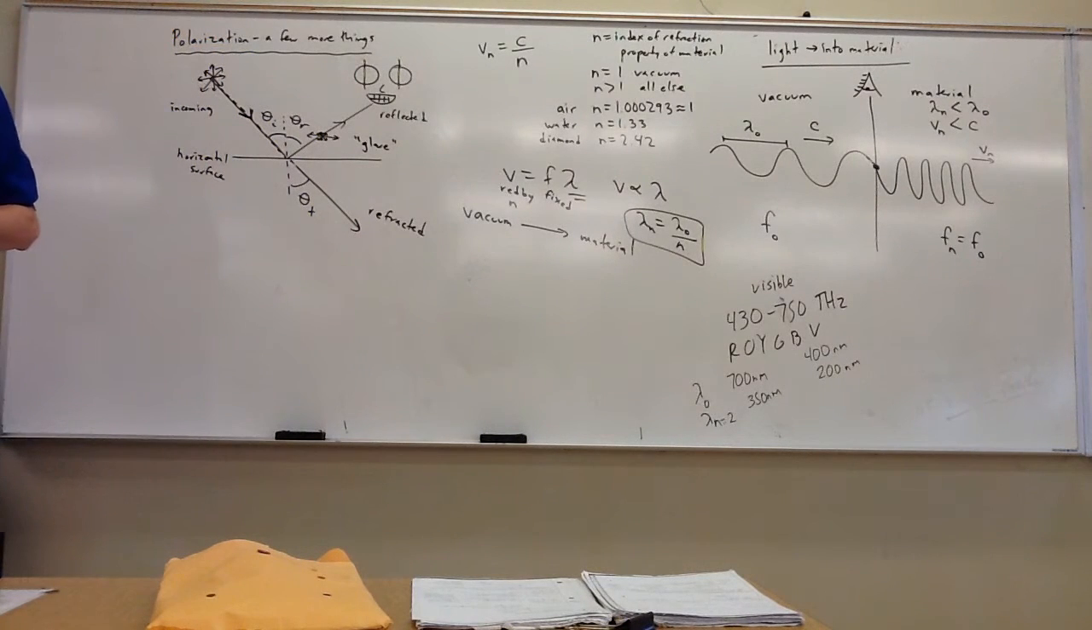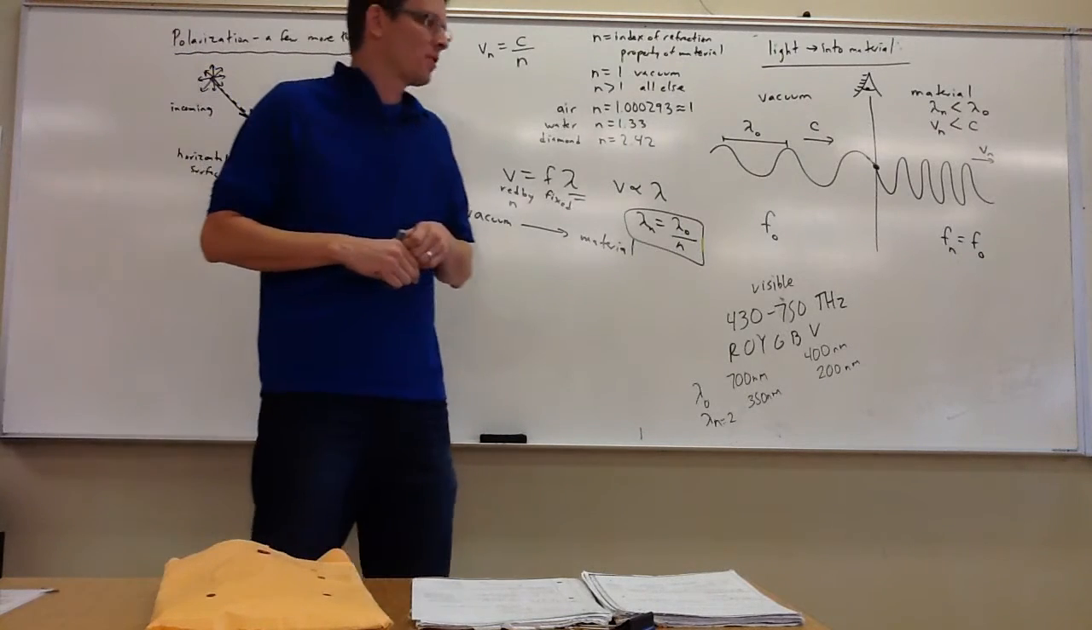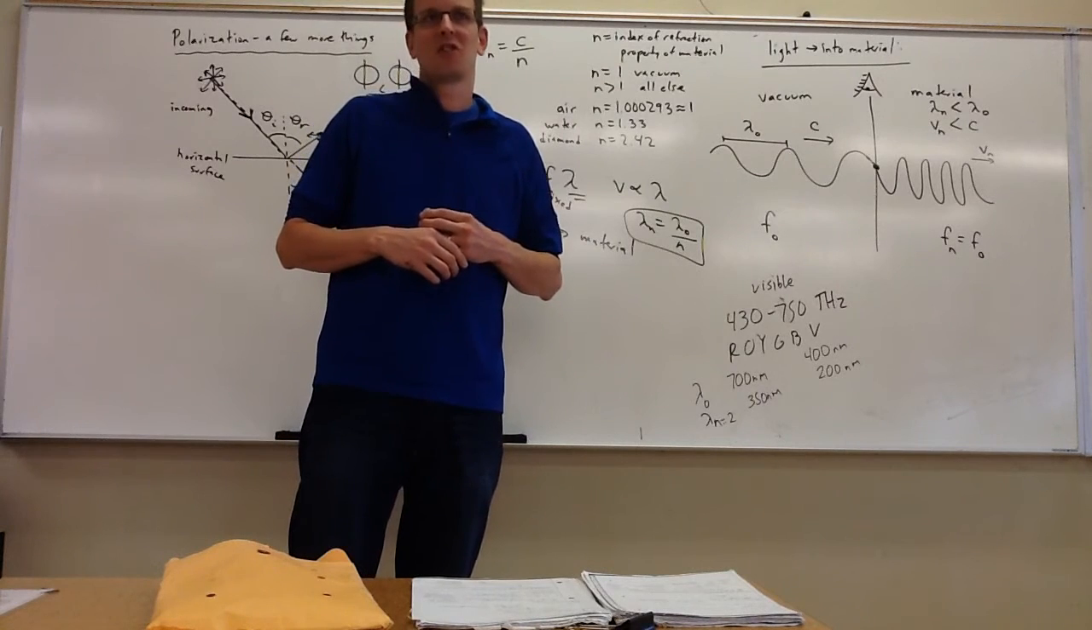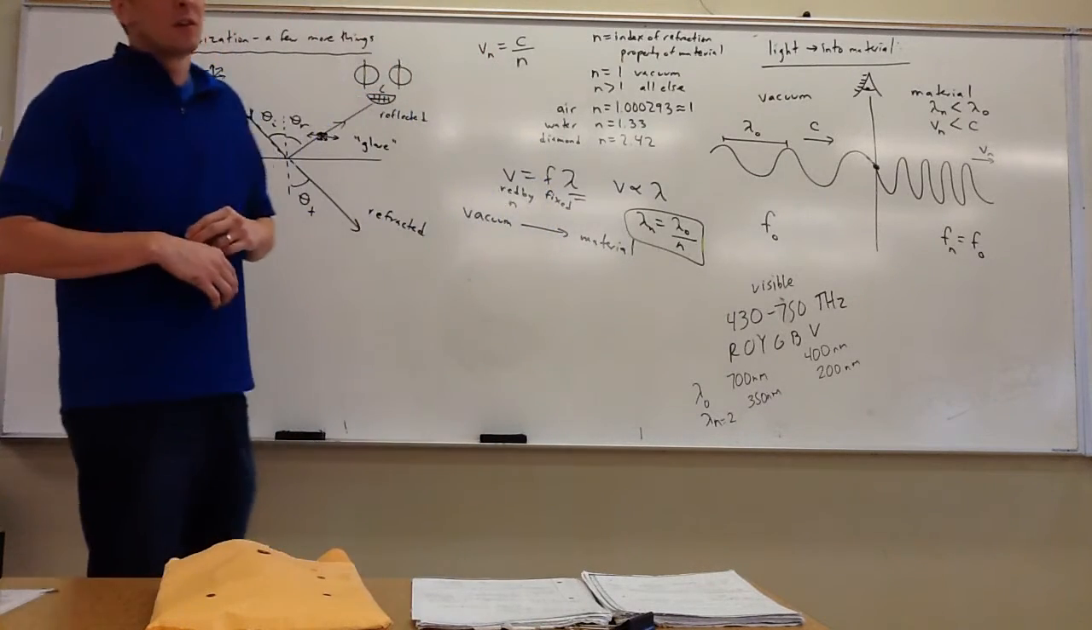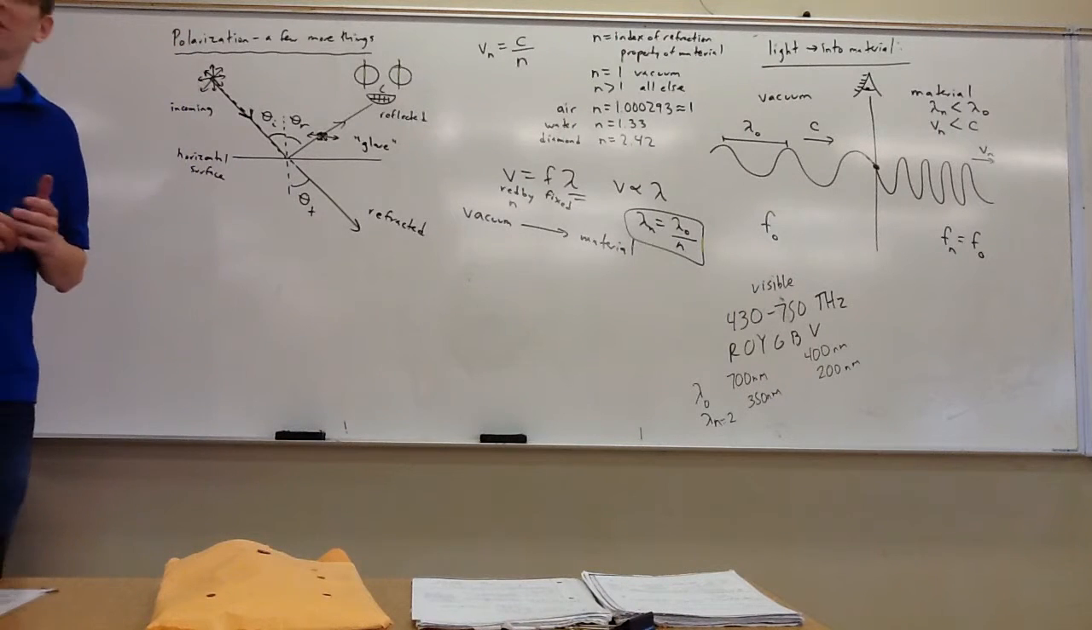Okay? So whenever you hear anyone saying that visible light is 400 to 700 nanometers, they're talking about the vacuum wavelength, not just any old wavelength. Okay? Are there any questions on that?